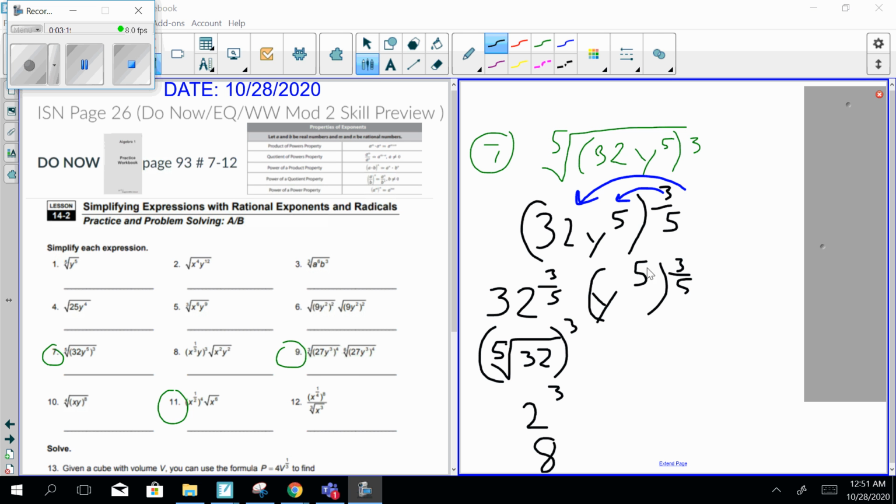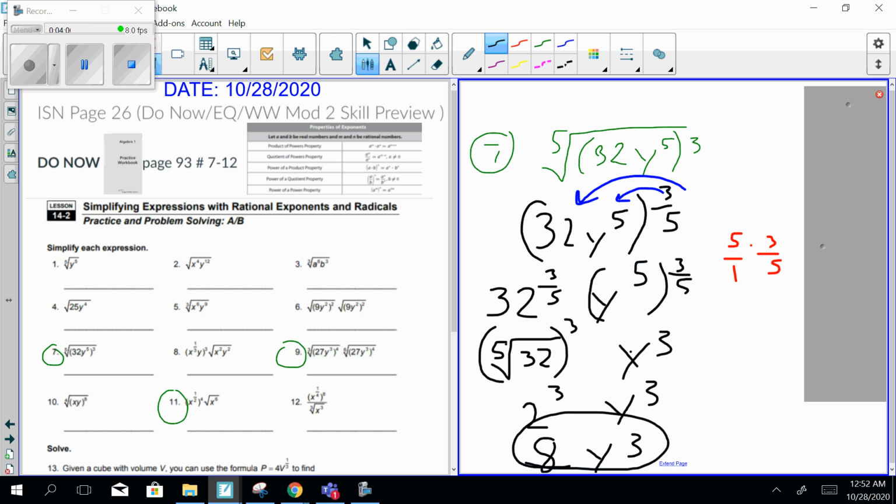On the second part, you want to deal with the y to the 5th power to the 3/5 power. This is a whole number times a fraction. So I'm going to do a little pop out to the side. That's basically 5 times 3/5. If you care to put 5 over 1, you can, and multiply across the top and bottom. So that would go to 15 over 5. And so here you're left with 3. Okay, so y will be to the third power. I'll bring that down. And so your answer here is going to be 8y to the third power.